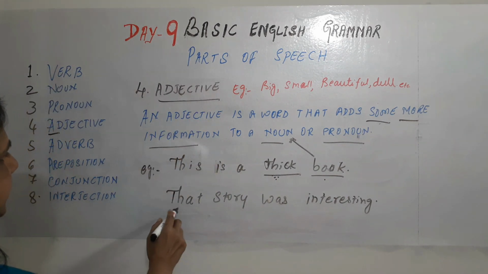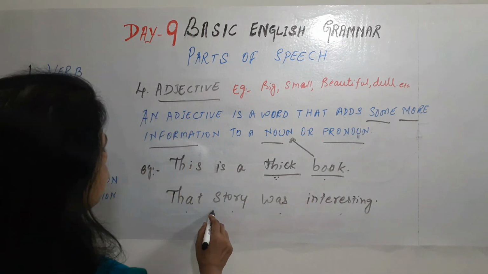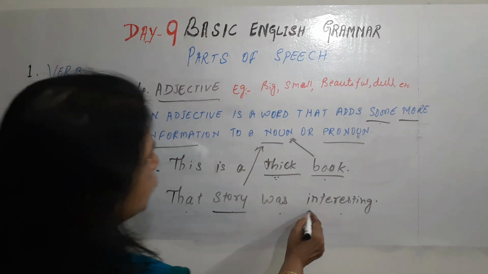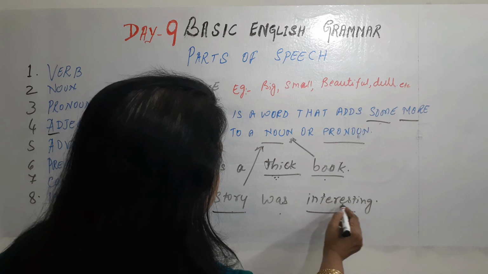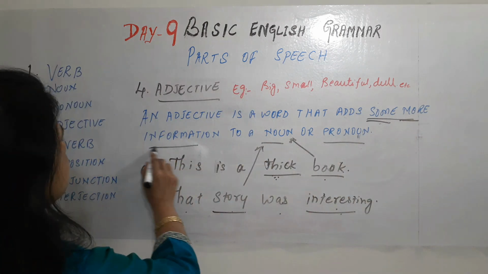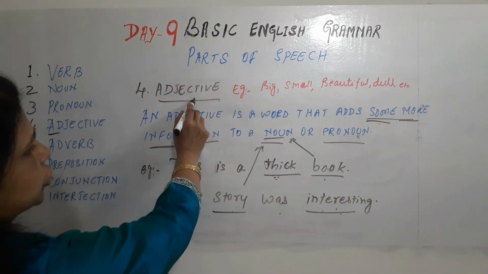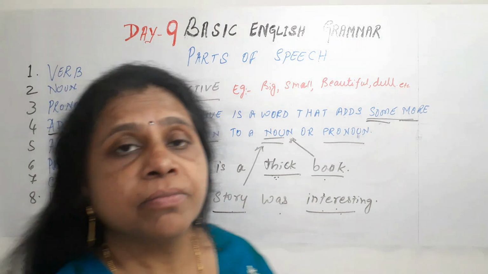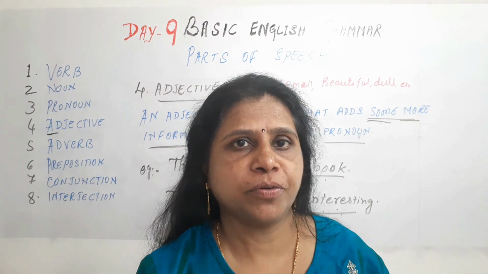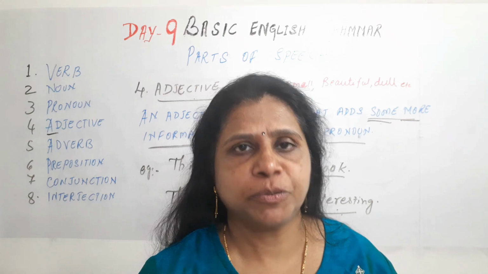Alright. Second one, that story was interesting. Here, story is a noun. How is the story? The story was interesting. So that's the reason it is giving some more information to the noun. That's the reason it is called an adjective. Alright. So an adjective gives more information to a noun or to a pronoun. Let us see the next part of speech.